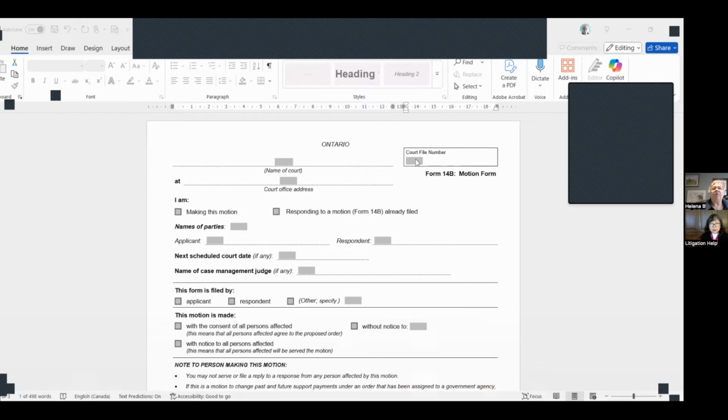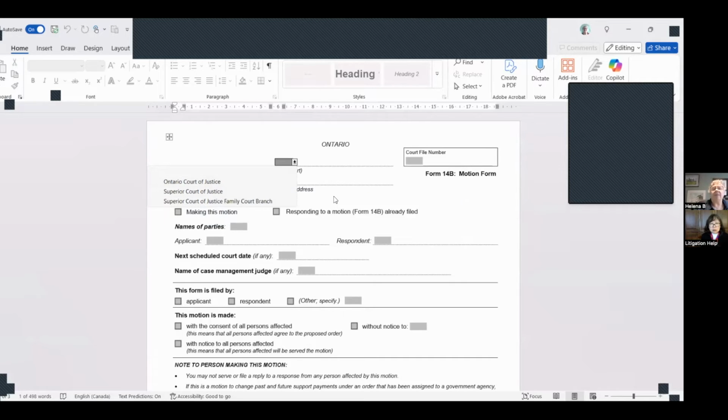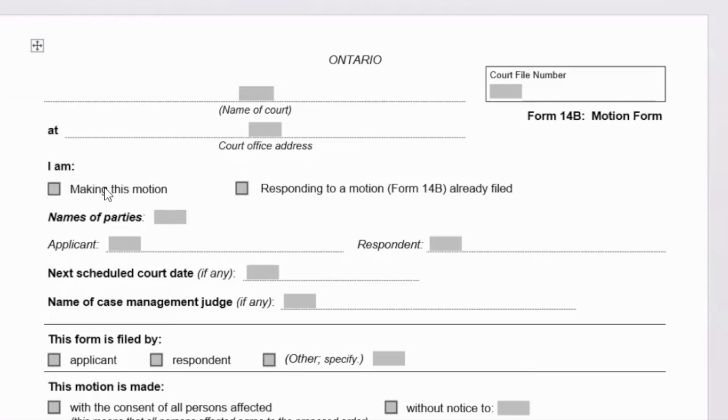So this is where your court file number would go here, the name of your court, the address of the court. All of this stuff would be standard. And again, for those who might always try to print out their documents by hand, sometimes it's really handy to use the electronic version, whether you're in the Ontario Court of Justice, the Superior Court of Justice, or the Unified Family Court. Okay, so now you just go through and fill it out.